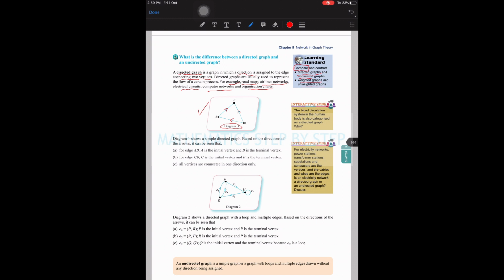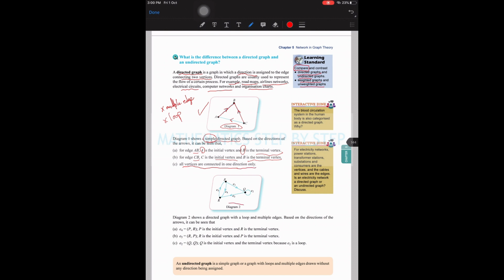Diagram 1 shows a simple directed graph. Why is it a simple graph? Because there is no multiple edge. There's no loop, okay? Based on the directions of the arrows, it can be seen that for edge AB, A is the initial vertex, B is the terminal vertex from A to B, okay? For edge CB, C is the initial vertex, B is the terminal vertex, because we can see the arrow is from C to B, okay? All vertices are connected in one direction only.